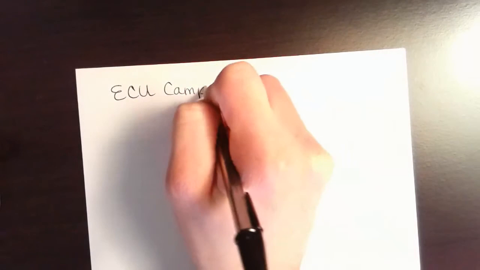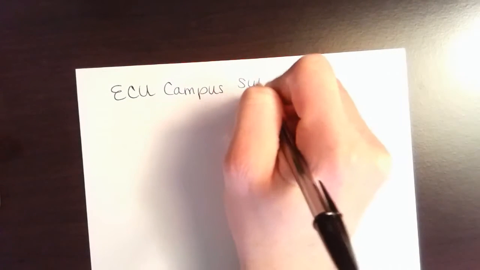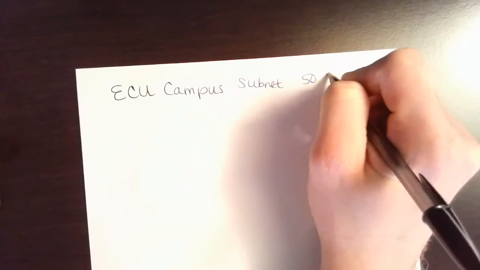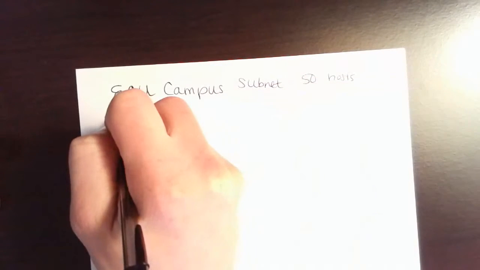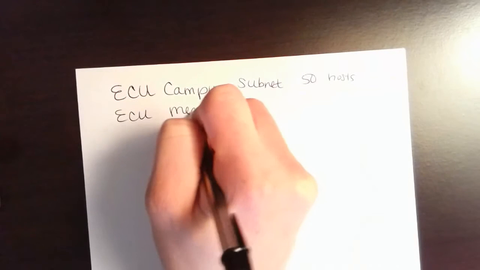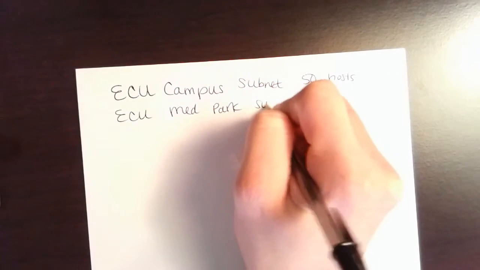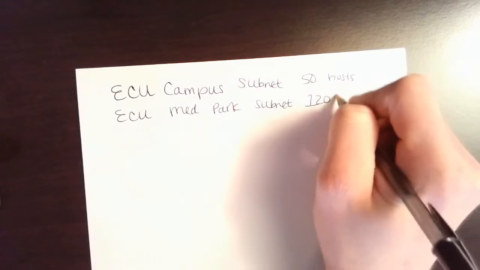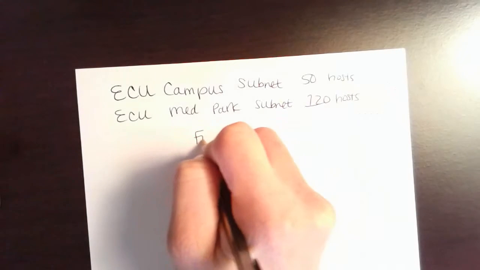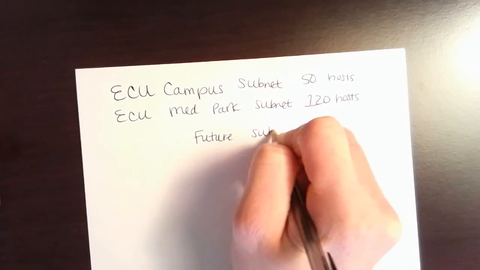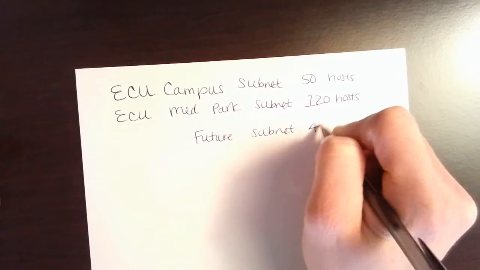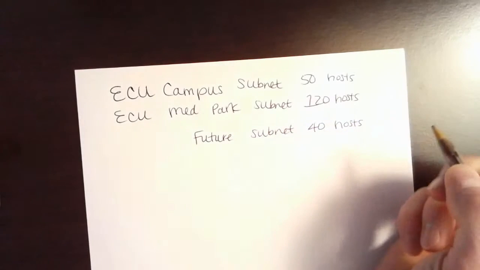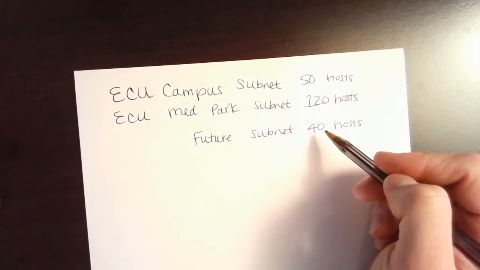So we first have the ECU Campus subnet. It needs 50 hosts. The ECU Medical Park subnet needs 120 hosts. Then lastly, the future subnet needs 40 hosts. Now with this information, we cannot go just like it is right now.